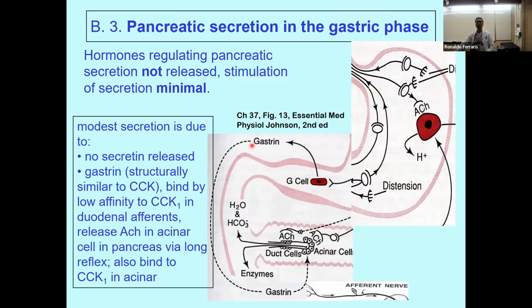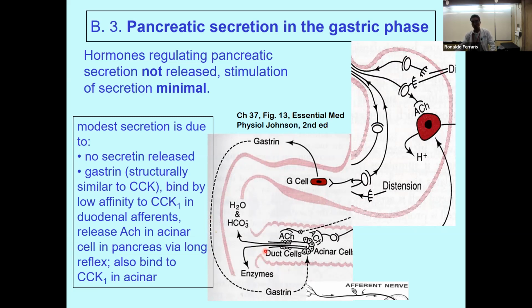So what about the pancreatic secretion in the gastric phase? In the gastric phase, what hormone is released? Only gastrin, right? So there is nothing else. So the release of gastrin is just the same as what happens during the cephalic phase.